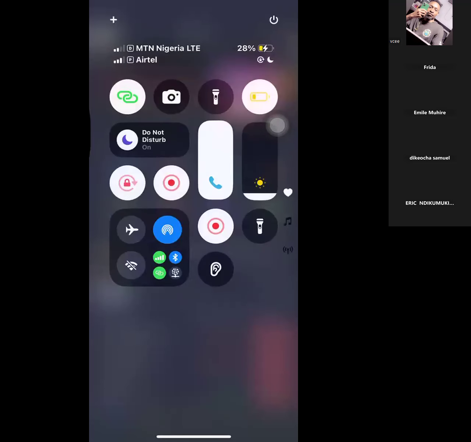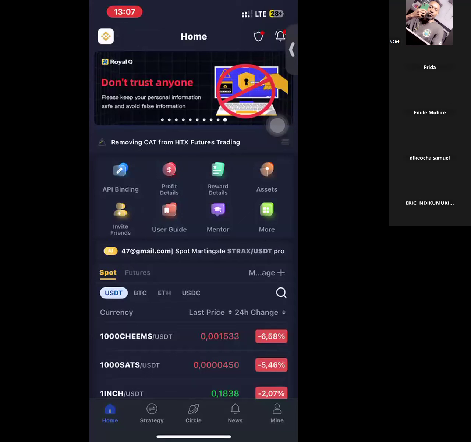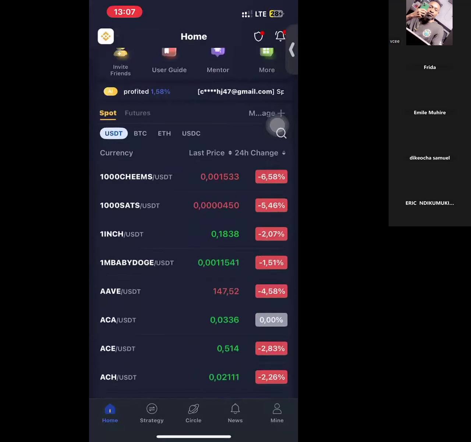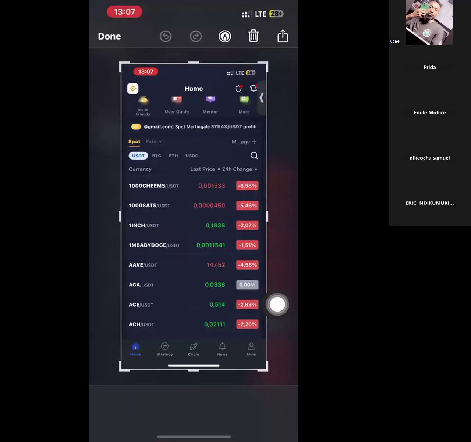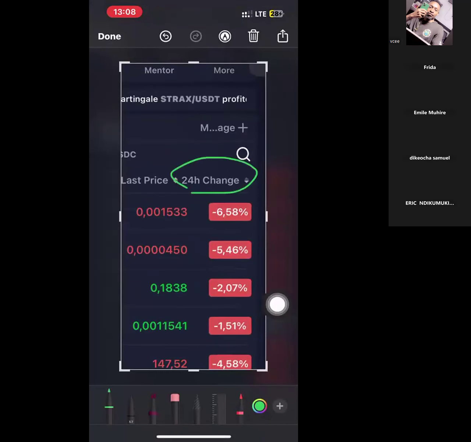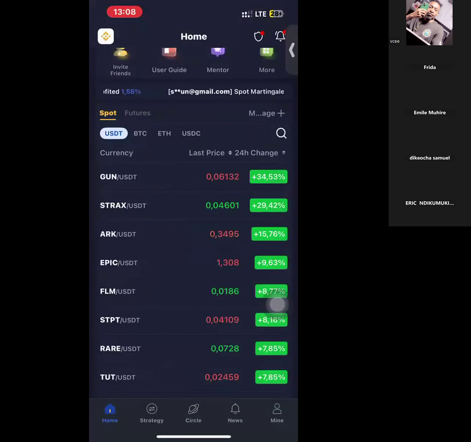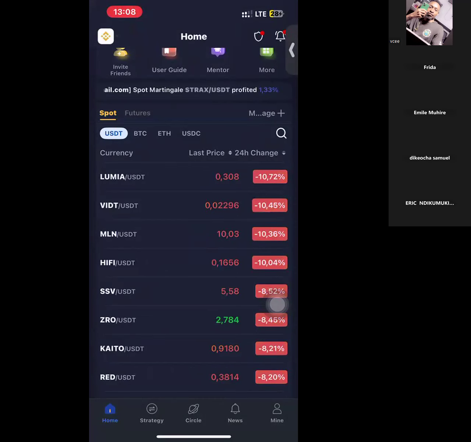For those that were not here yesterday, from the home page, you click on 24-hour change. When you click on 24-hour change, you'll be able to see the coins that are performing best in the market and the coins that are doing bad. So now you can see I just clicked on it and it's showing me the coins that are doing bad.